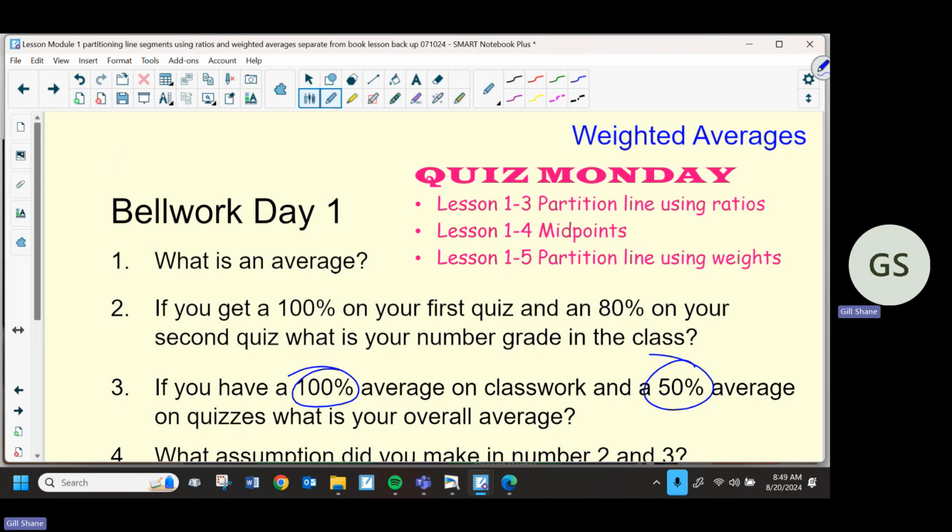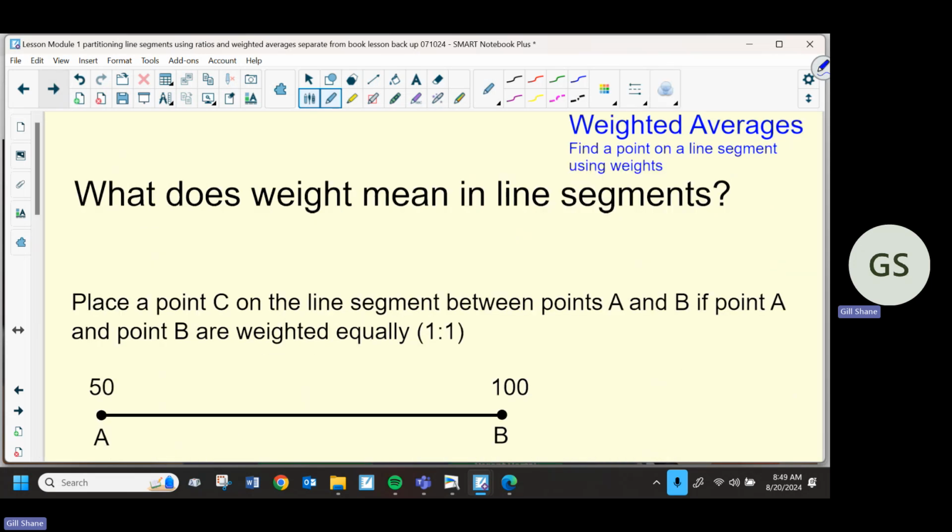We're going to get into the math now. So we're doing this relative to a line segment. We're still doing line segments. So we're going to say I have this line segment and the endpoints are 50 and 100. And let's say the 50 and the 100 are equally weighted. They're both the same importance. Don't say it out loud. If you want to write it down, that's up to you.